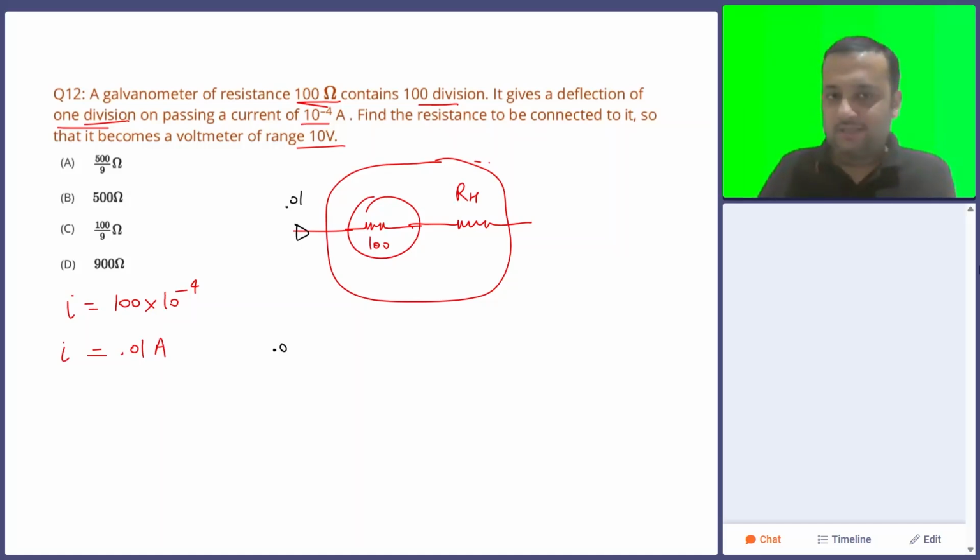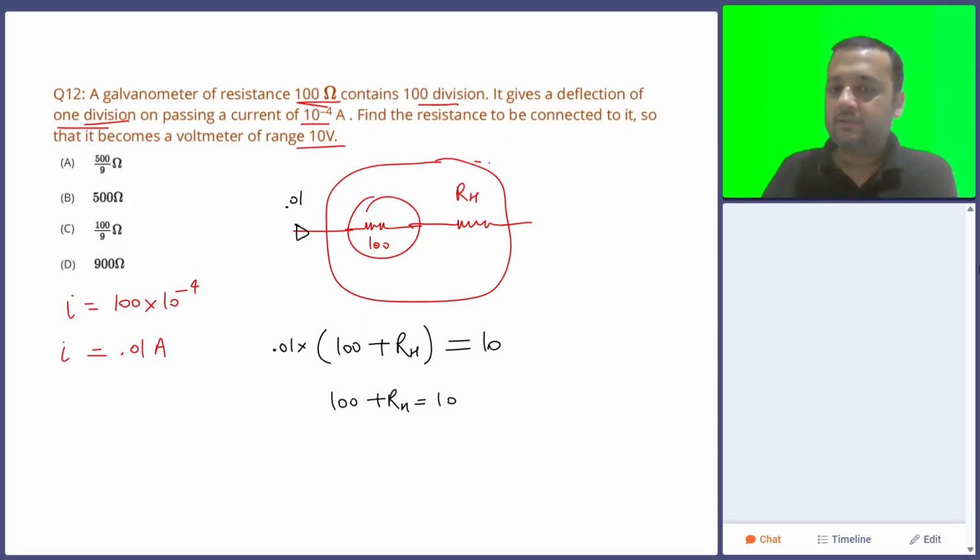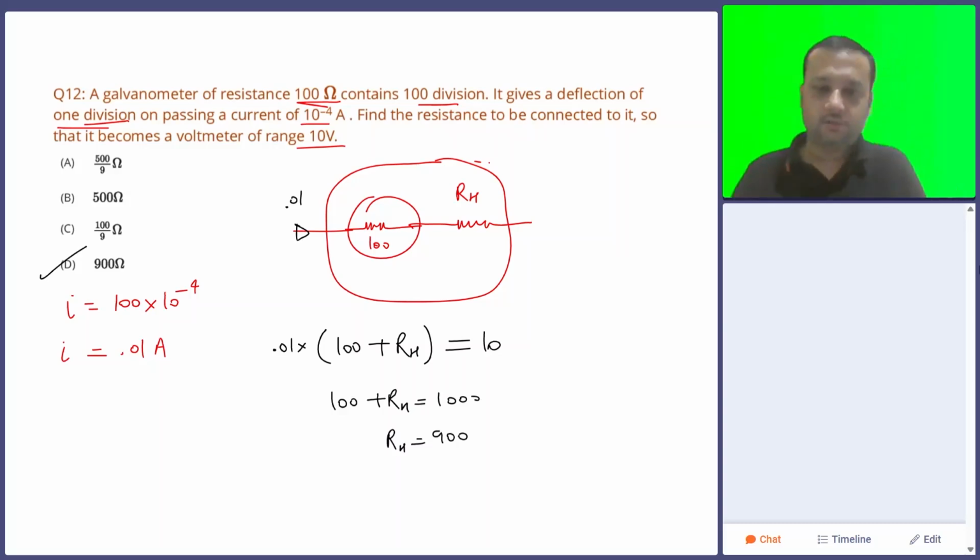So very easy question. You can say that 0.01 into the total resistance of the voltmeter, which is 100 plus R high. This is the total resistance of the voltmeter that should be able to reach the 10 volts. So from here you can say that 100 plus R high will be equal to 1000, which means R high becomes 900 ohms. So option D will be the correct answer for this question.